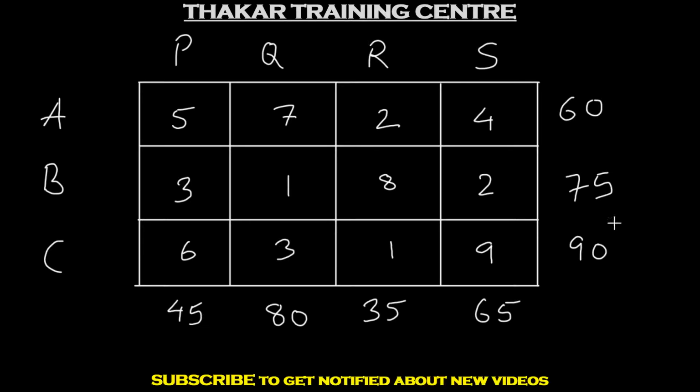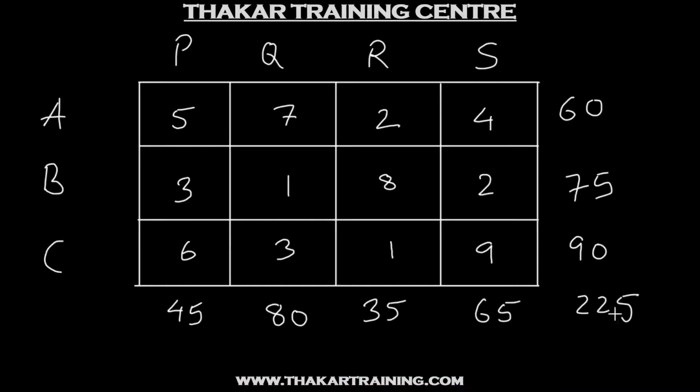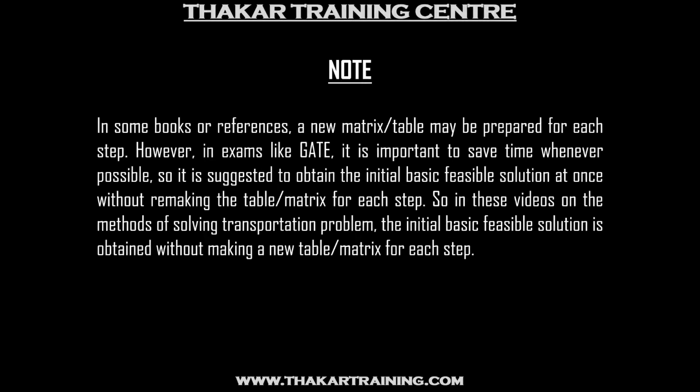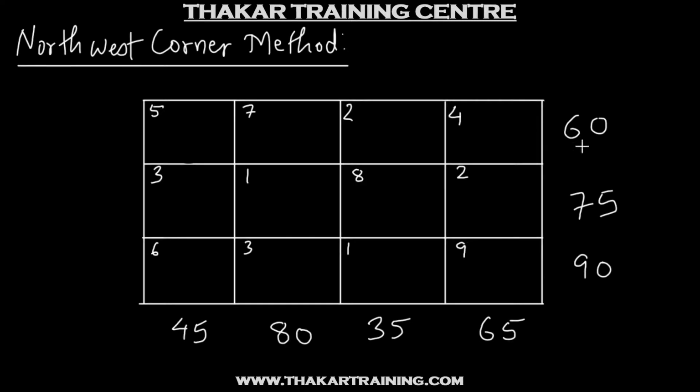Now if you see, the total of all the source capacities is 60 plus 75 plus 90, that is 225. And the total of all the destination requirements is 45 plus 80 plus 35 plus 65, which also comes to 225. So this problem is a balanced transportation problem. So when you begin solving a transportation problem, I suggest you make the table in this manner, where all the costs Cij are written in a corner of a cell so that the allocations can be written over here and the table will appear neat and uncluttered.